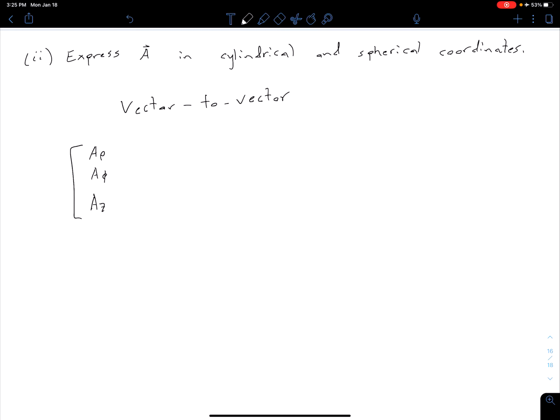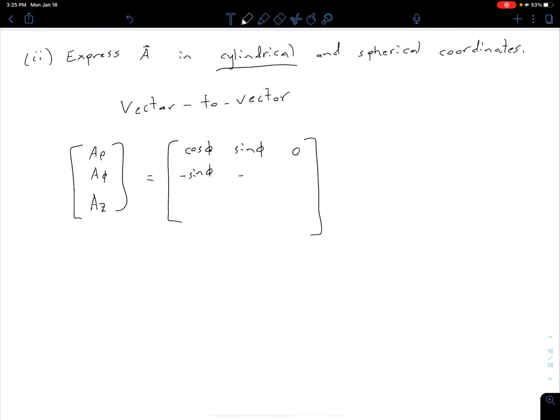So first let's look at finding our cylindrical vector, and we want our rho, phi, and z components. Our equation from a previous video said that we're going to have this 3 by 3 matrix that we're going to multiply by. We have cosine of phi, sine of phi, and 0 in our first row. Our second row is negative sine of phi, cosine of phi, and 0, and then our third row is 0, 0, 1. And we're multiplying that by A sub x, A sub y, and A sub z.